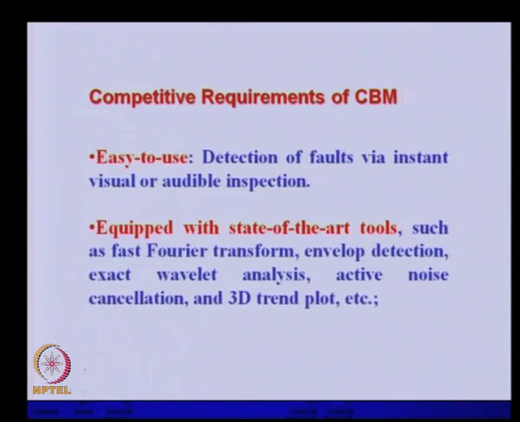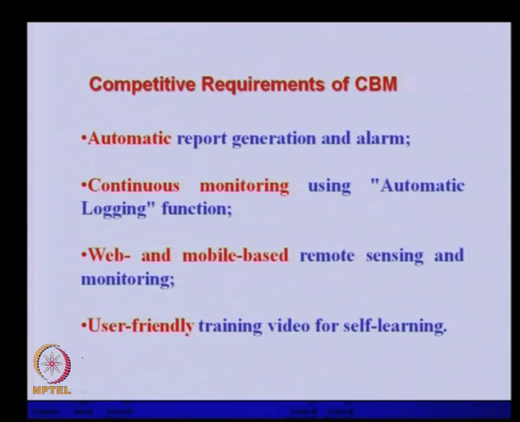Easy to use, detection of fault via instant exact wavelet analysis, active noise cancellation, and 3D trend plot, etc. These are some other requirements: automatic report generation and alarm, condition monitoring using automatic logging function, web and mobile based remote sensing and monitoring, user friendly, training video for self learning. So, these are some of the requirements a CBM should have.